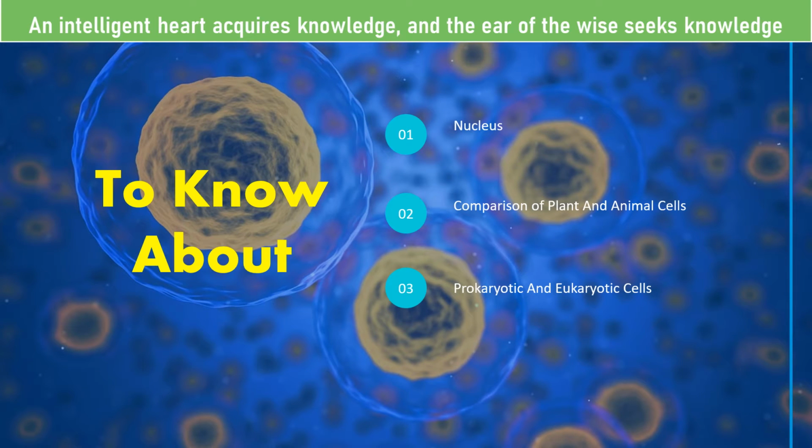In today's part, we will understand about nucleus, what nucleus is, what the different parts of the nucleus are, and how the nucleus works or what its functions are. Then there will be a comparison between your plant cell and animal cell. As well as the third thing we are going to understand in this is about prokaryotic and eukaryotic cells. Okay, fine, good.